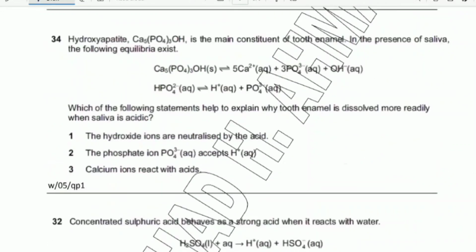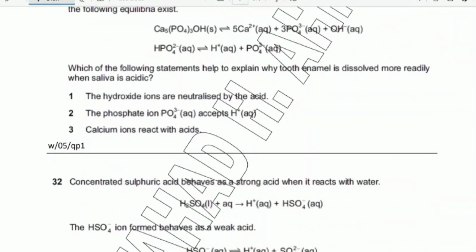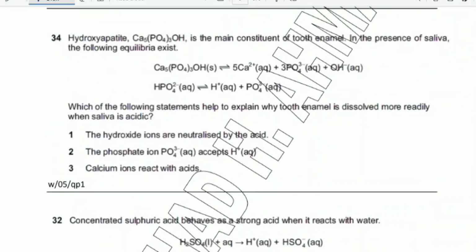That's the next one. You got 2 reactions going on. The hydroxide ions are neutralized by the acid. You see? He's asking which of the following statements helps to explain why tooth enamel dissolves more readily when saliva is acidic. So why does it dissolve in acidic conditions?